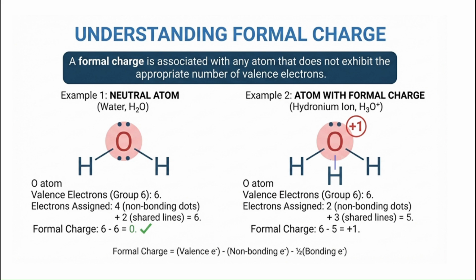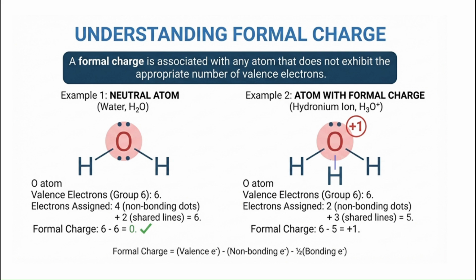Example 2. An atom with a formal charge, H3O+. In the hydronium ion, oxygen still starts with its expected 6 valence electrons. However, it is now assigned 2 non-bonding electrons and 3 bonding lines, shared electrons, resulting in only 5 assigned electrons. Subtracting this gives a formal charge of +1. 6 minus 5 is equal to +1, which creates the positive charge for the ion. Ultimately, keeping track of valence and assigned electrons allows us to accurately map charges across any molecular structure.